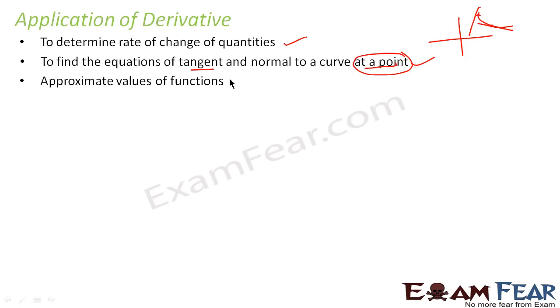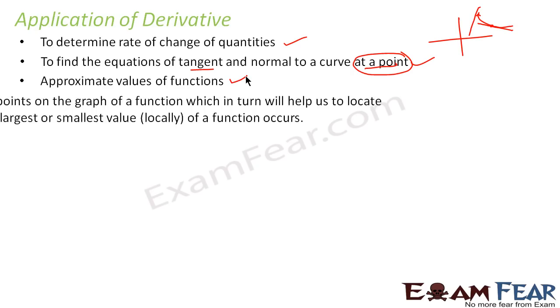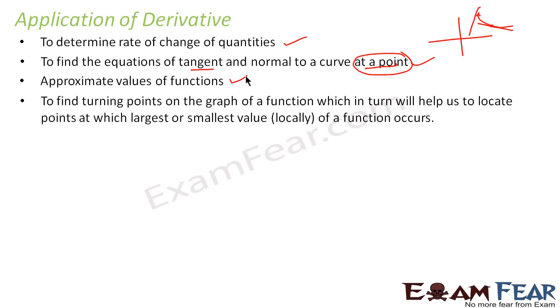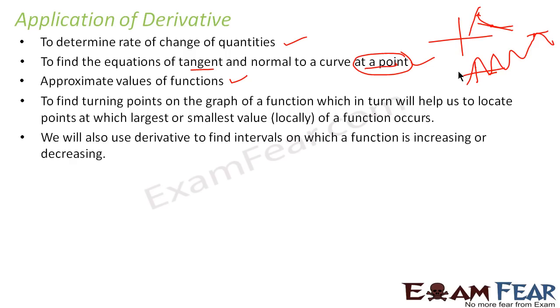Also it is used to find approximate values. We'll discuss more about all these things. It is also used to find the turning points in the graph, and that is used to find local maximum and minimum. For example, you have this kind of function and you want to find what is the maximum value, what is the minimum value. We can use derivative to find such kinds of values. We'll also use derivative to find whether the function is an increasing or decreasing function.